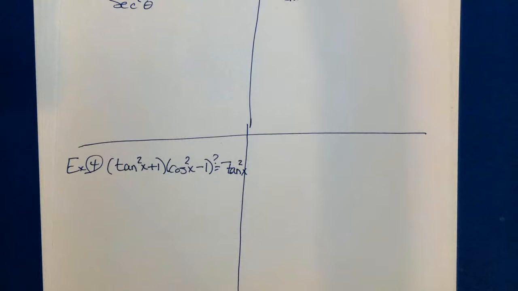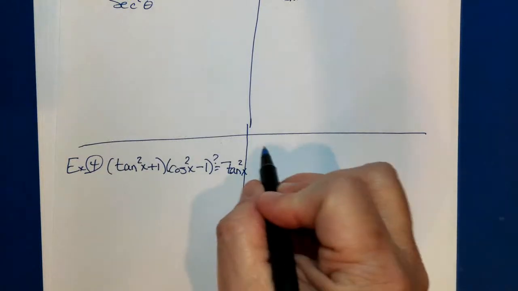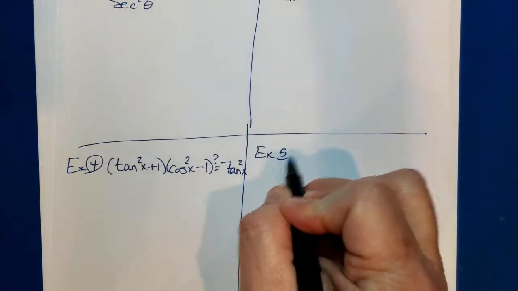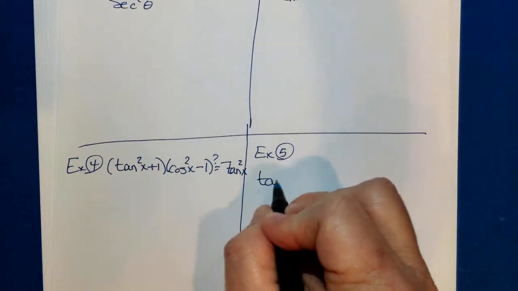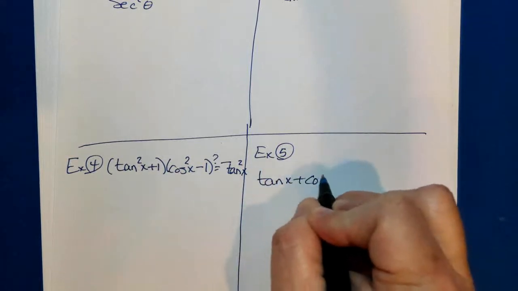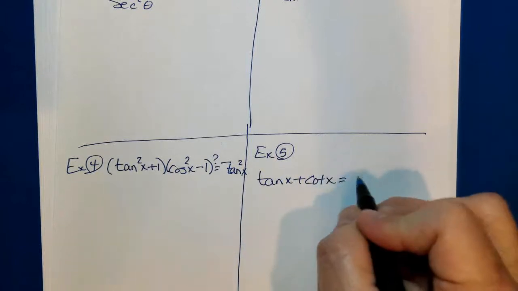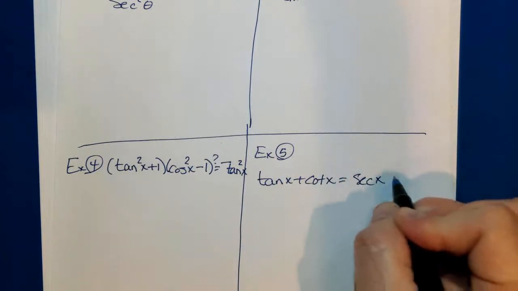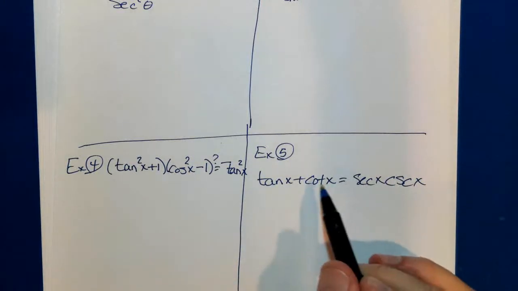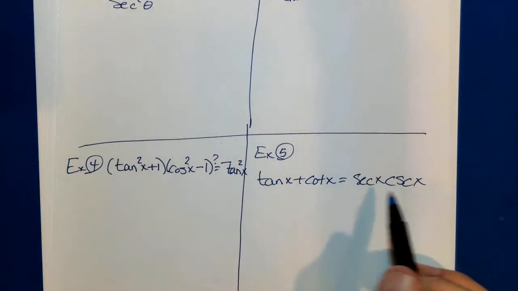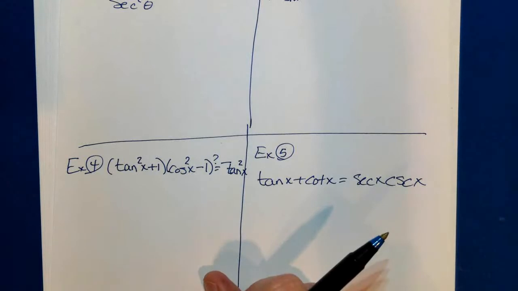All right, and then finally the last example for this section that we'll go through. Can you show that tangent x plus cotangent x is equal to secant x cosecant x? How in the world do we get a quantity that has a plus sign to equal this multiplication? What in the world? Craziness.